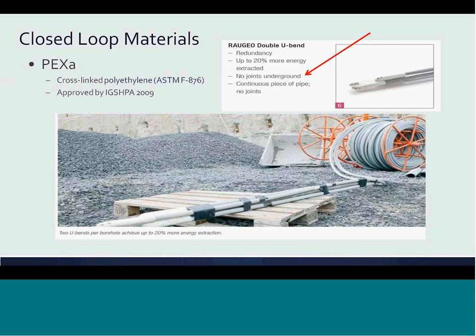This type was approved by the International Ground Source Heat Pump Association in 2009. Its properties are similar to HDPE, and for vertical loops shown here, there's a specific U-bend pre-installed by the manufacturer to keep with the industry theme of no mechanical fittings below ground.